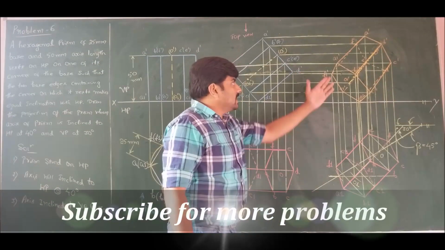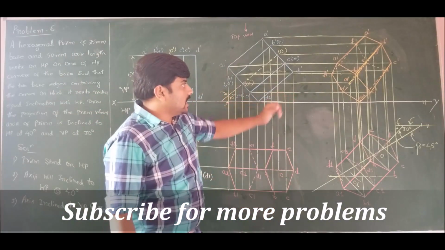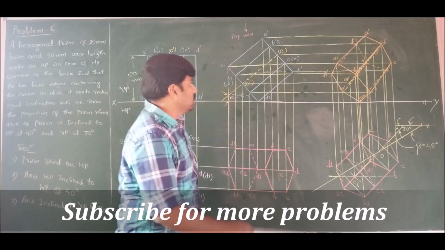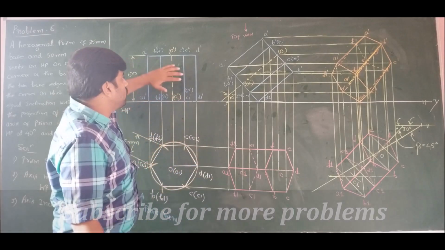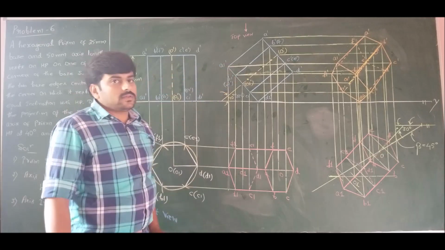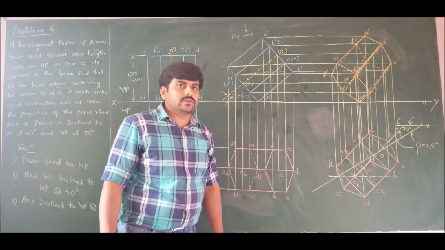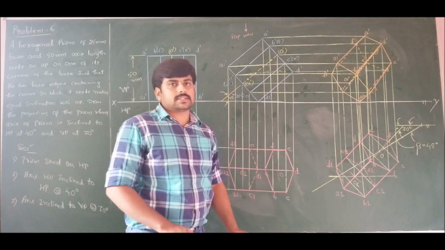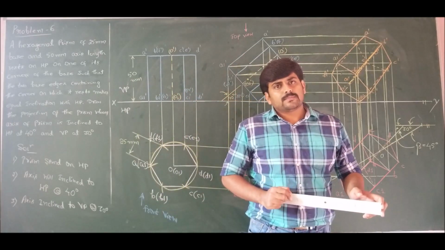This completes the given problem in which the hexagonal prism is resting on HP with one of its base corners, that is D1 prime. We can see here also. I also used the same color for these two front views, which means that these two front views are of same dimensions. And also for these two top views, I have used the same color, which means that these two are of same dimensions. This completes our discussion on projection of prisms.